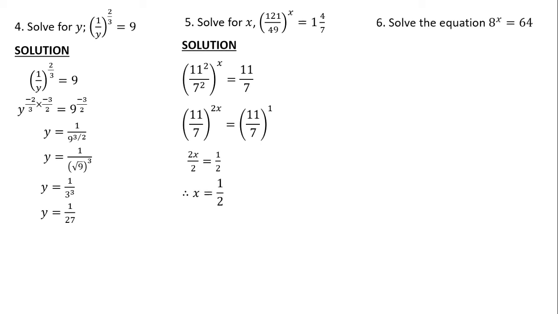We go to the next one. Solve the equation 8 to the power x is equal to 64. We want to find the value of x such that when we replace it, it's going to give us a 64. So to do that, we are going to change 64 and express it in power form so that it has the same base as 8. 64 is the same as 8 squared. Since the bases are the same, equate the powers. Therefore, our x is equal to 2. That is our answer.